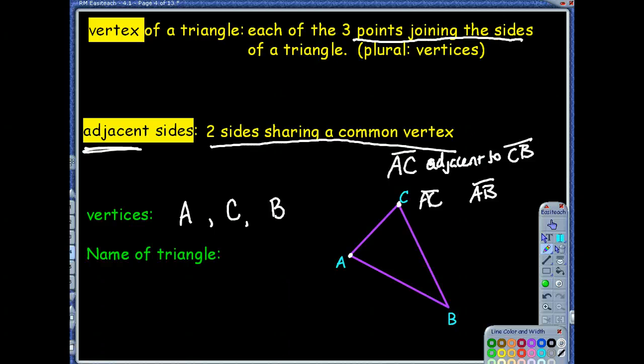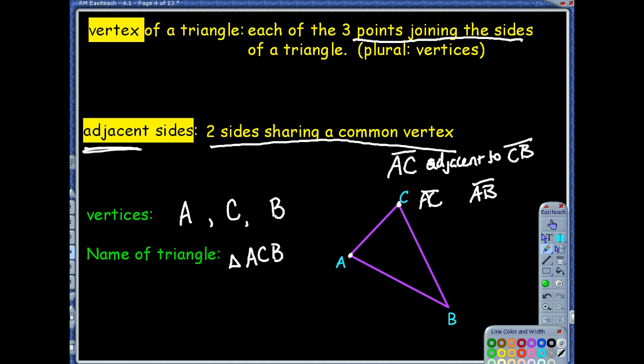So how do you think we're going to name a triangle? Would I name the triangle by all three of its vertices? You got it. And maybe use a symbol for it. Could I use the triangle, like an actual triangle? Sure. Draw a triangle. So name this triangle. What about ACB? ACB. Sounds great.